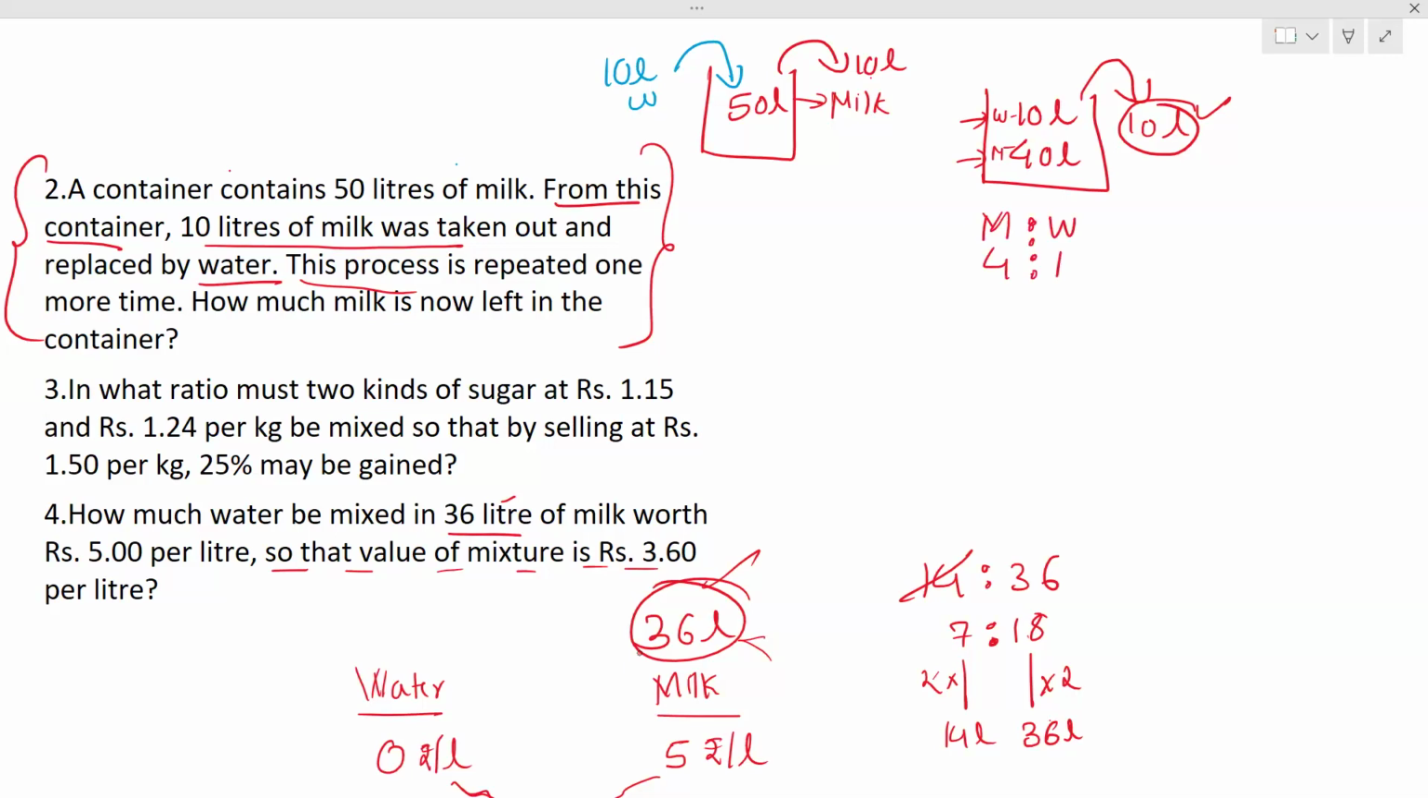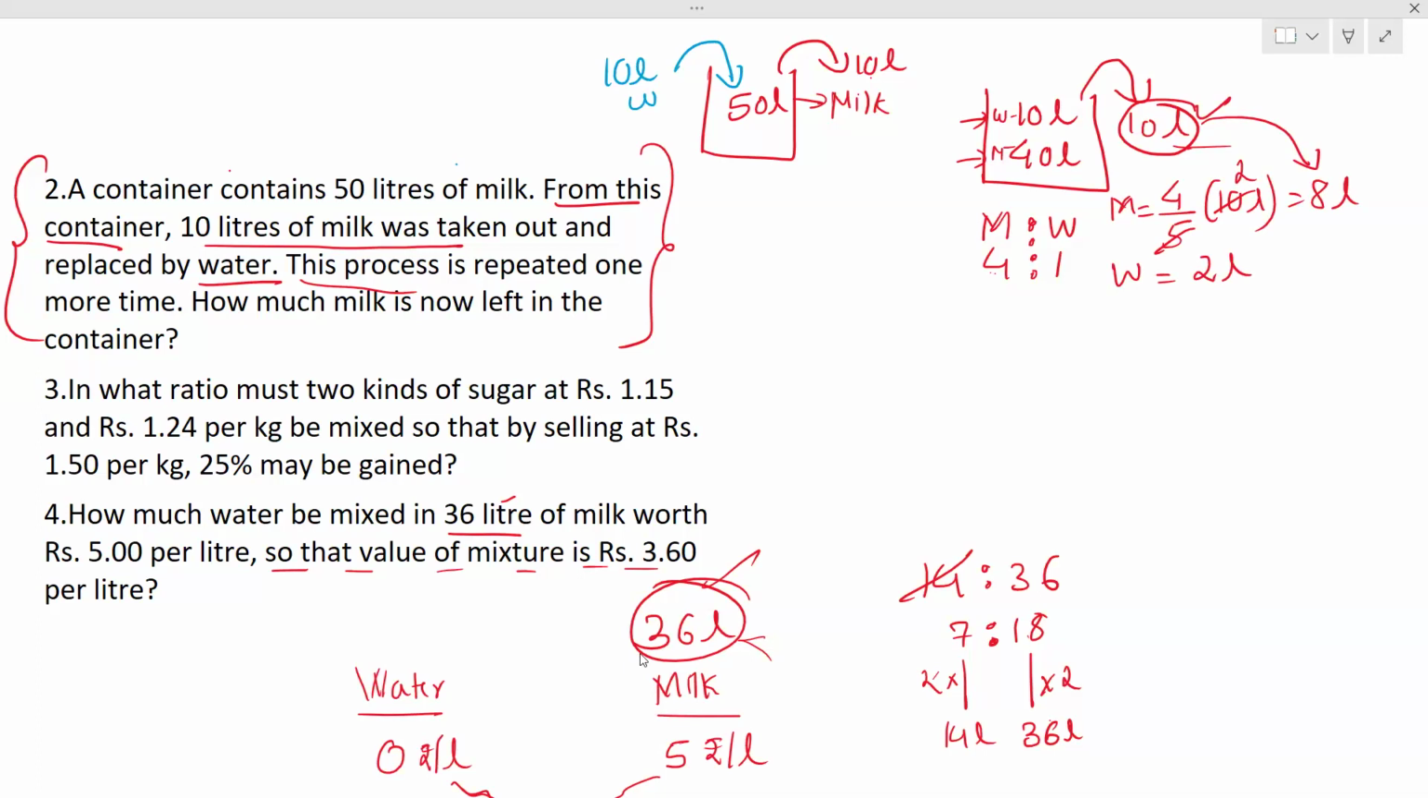So now, how much milk was lost in this? Milk is 4 parts out of a total of 4 plus 1, 5 parts, of 10 liters. Meaning, how much milk was lost? 8 liters of milk was lost. If milk lost is 8 liters, water lost is 2 liters. Out of this 10 liters, milk lost is 8 liters, water lost is 2 liters.